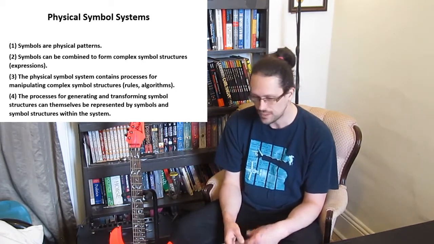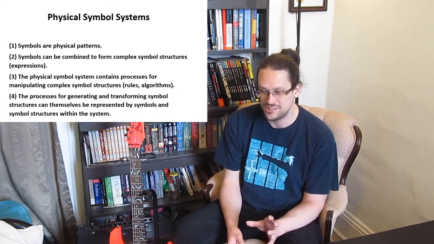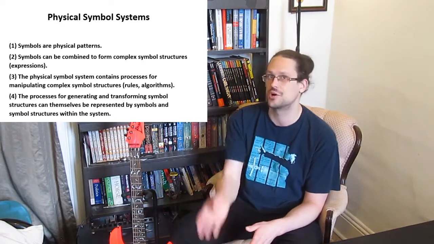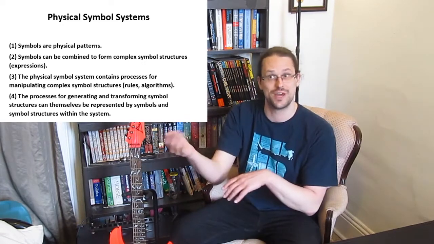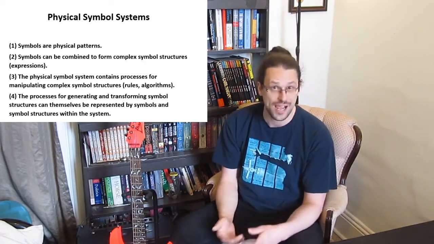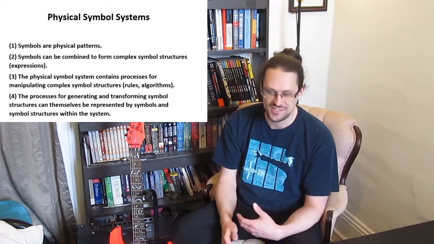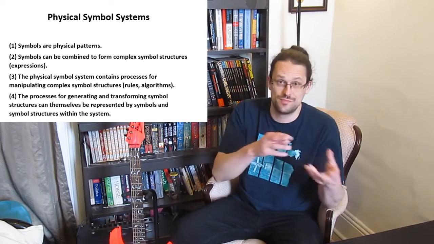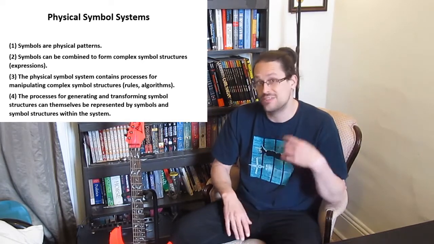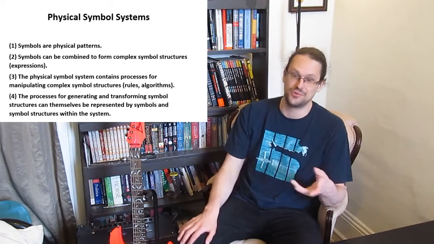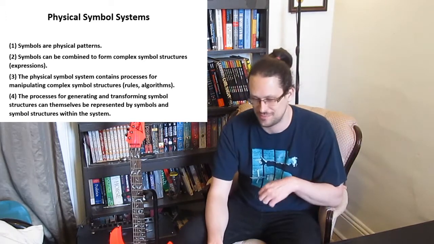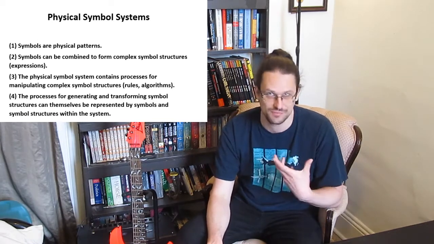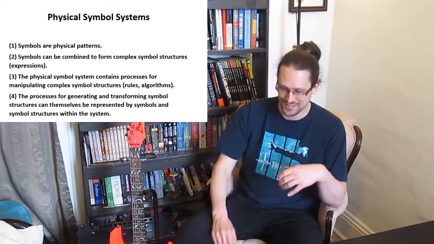Thirdly, the symbol system contains processes for manipulating these complex symbol structures, that is, turning them from one symbol structure into another symbol structure. And finally, number 4, the processes for generating and transforming these symbol structures, that is, the rules, the algorithms, can themselves be represented by symbols and symbol structures in the system. So those are the 4 core characteristics of the physical symbol systems.